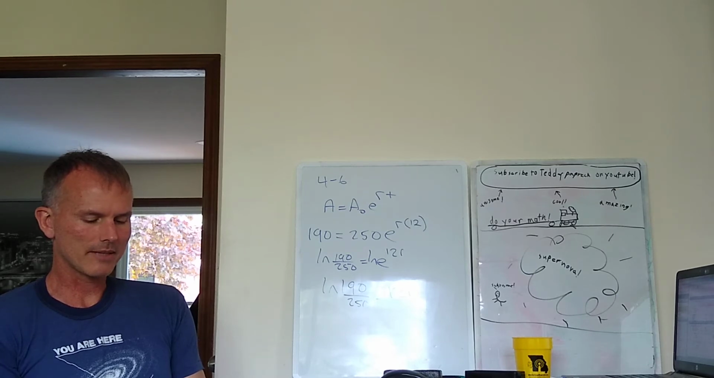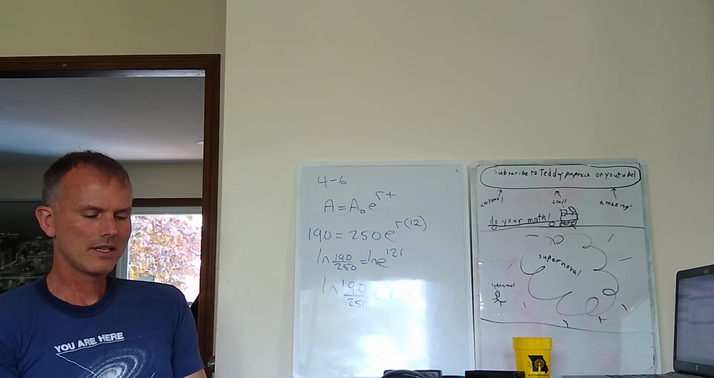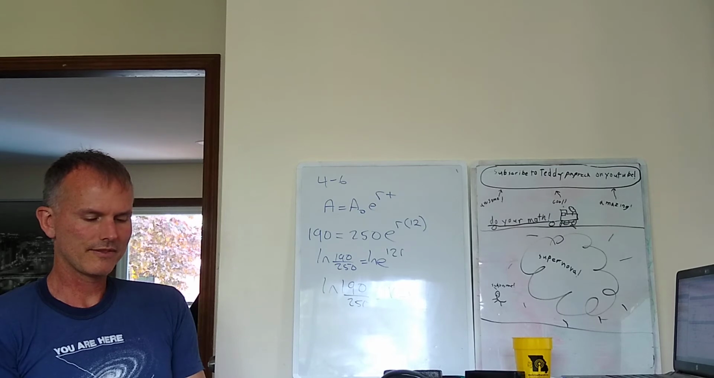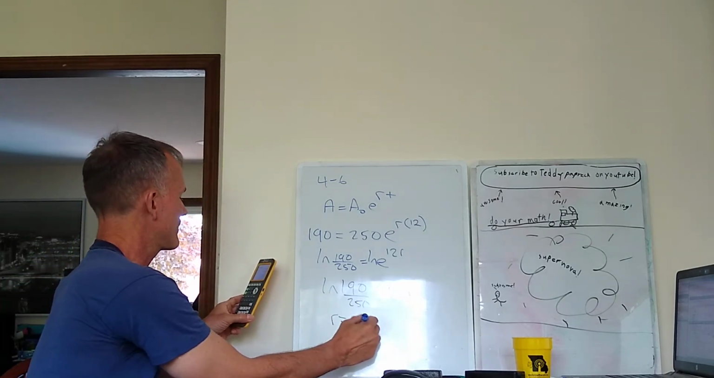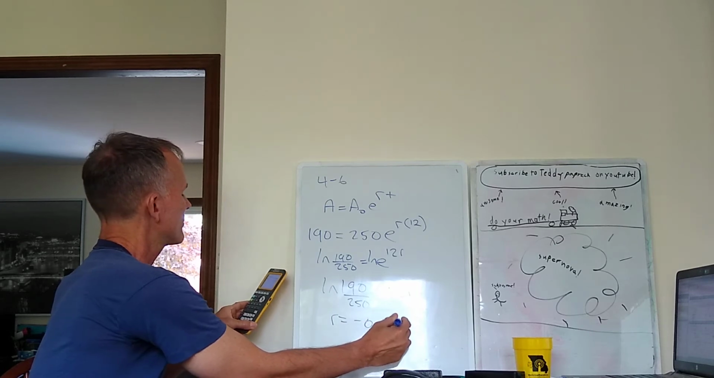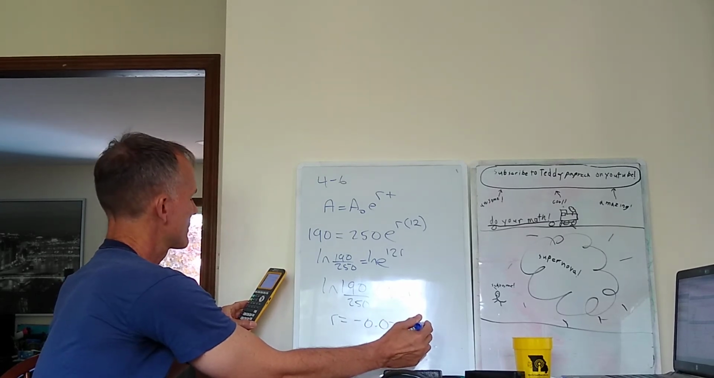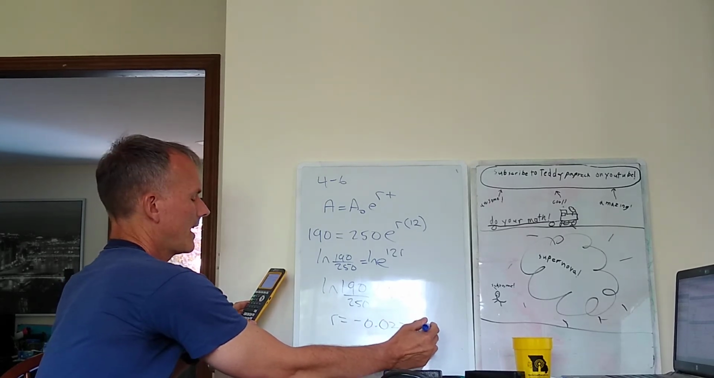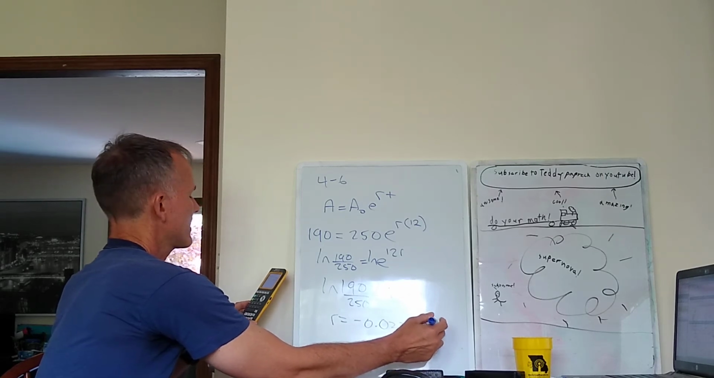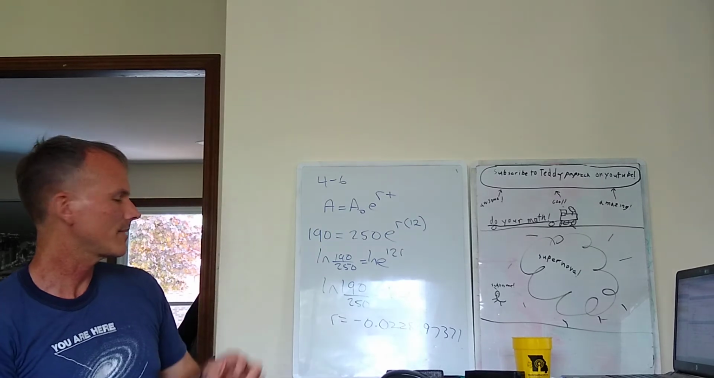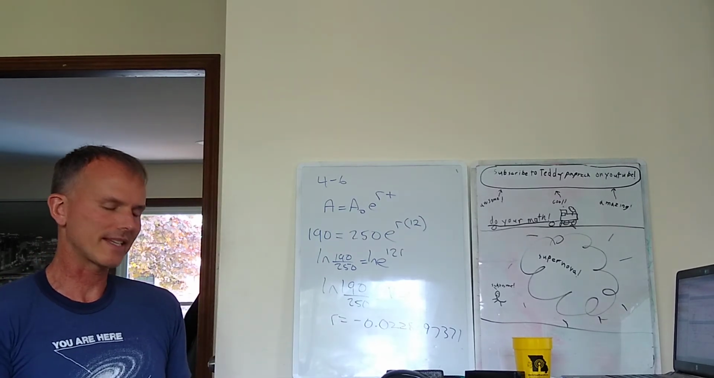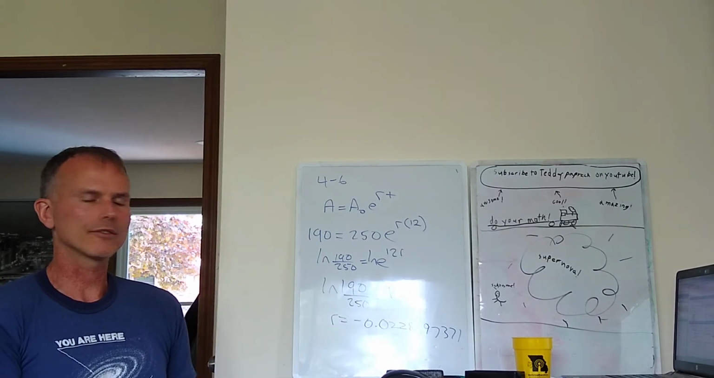Log 190 divided by 250, and then divide by 12, and I got R is negative 0.02286 97371, and I'll probably keep all the decimal places for now. All right, now that I know the growth rate, I can find the half-life a couple of different ways.